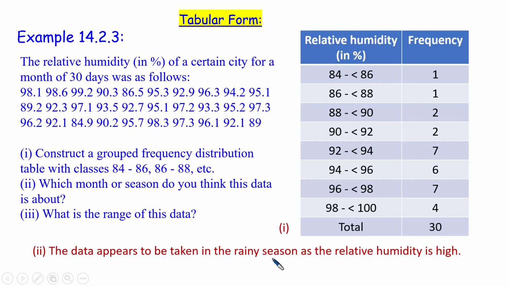The data appears to be from the rainy season, relative humidity is high. And what is the range of this data? Range is, as I said, 99.2 may be the maximum here, just look into it, and 84.9 is the lowest. So you subtract this, and 14.3 is the range of the humidity. So now we go for graphical representation.